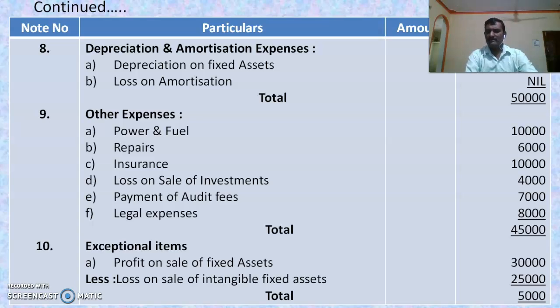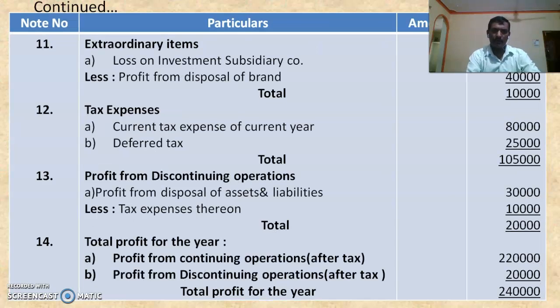So here in this case, the exceptional item profit is higher than the loss, and the difference is taken to the statement of profit and loss. It's a positive figure. It's to be added to the profit before exceptional items, extraordinary items and tax.